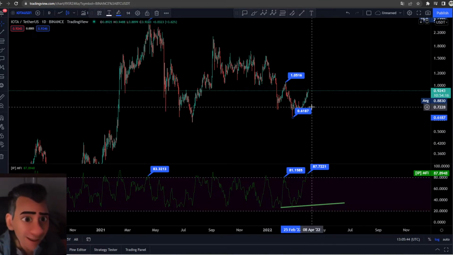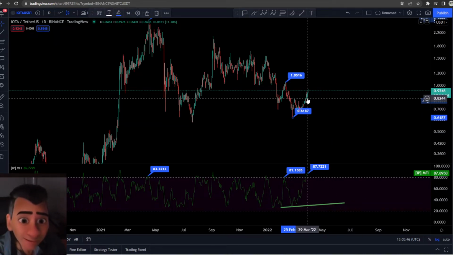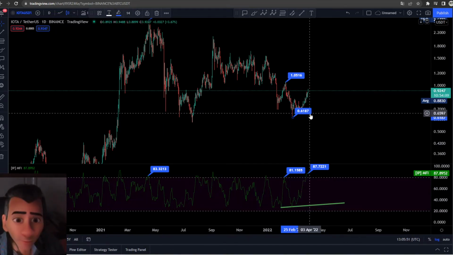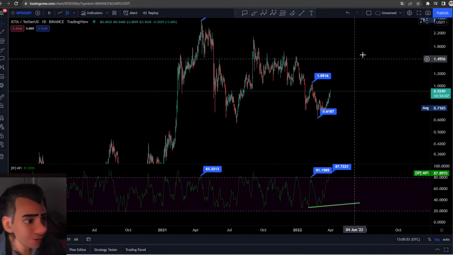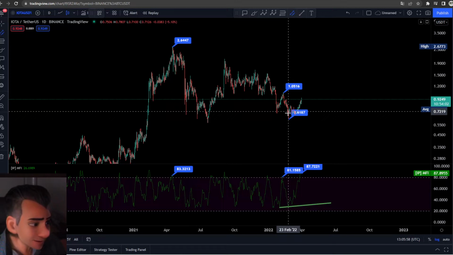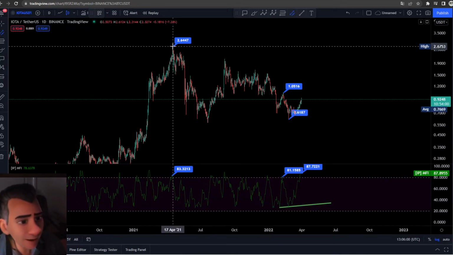What do we need now? We need a higher low. If we make a lower low, it's dangerous for IOTA to go down more and more. We need a higher low over 0.61. That's really interesting, and that's really possible, and I hope we can go over this point, guys.